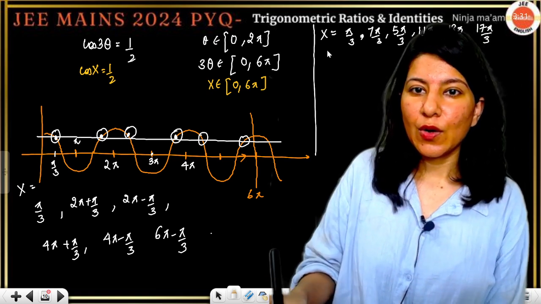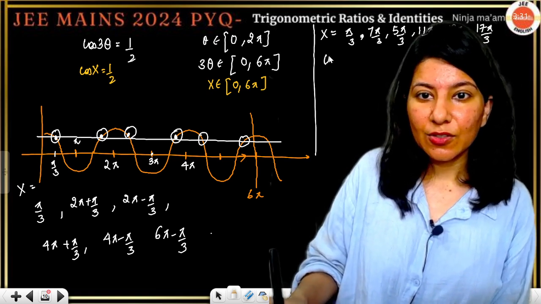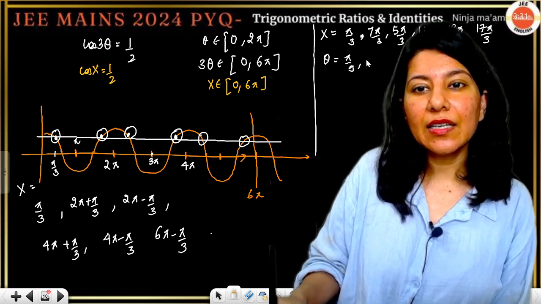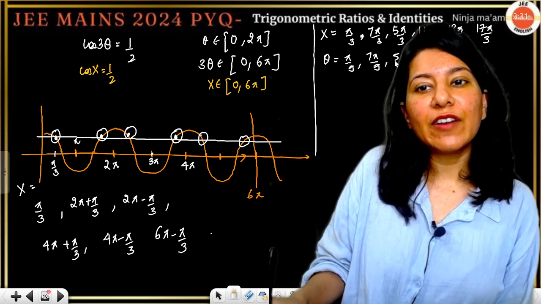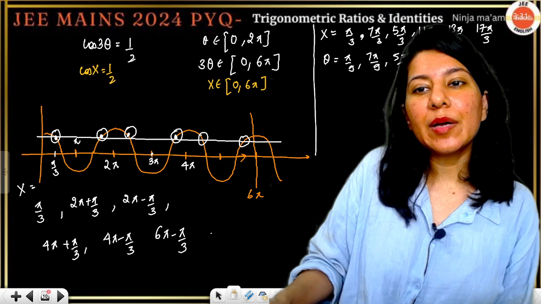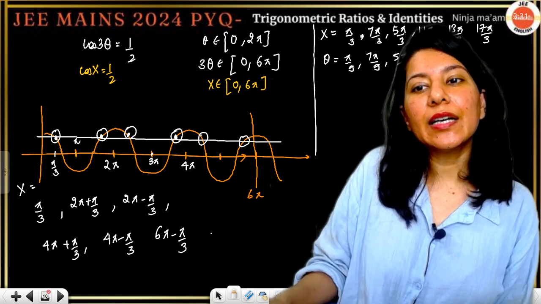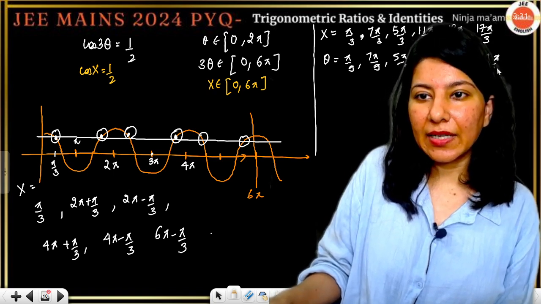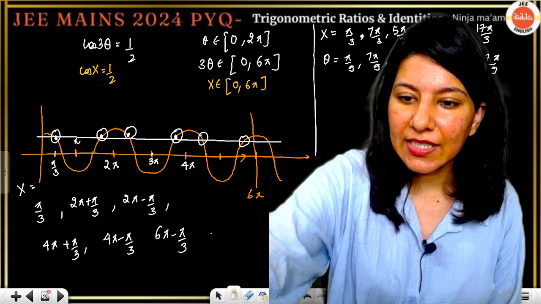Okay. All right. So 3 theta. So theta will be pi by 9, 7 pi by 9, 5 pi by 9, 11 pi by 9, 13 pi by 9 and 17 pi by 9. Just tell me if you are getting the same values.